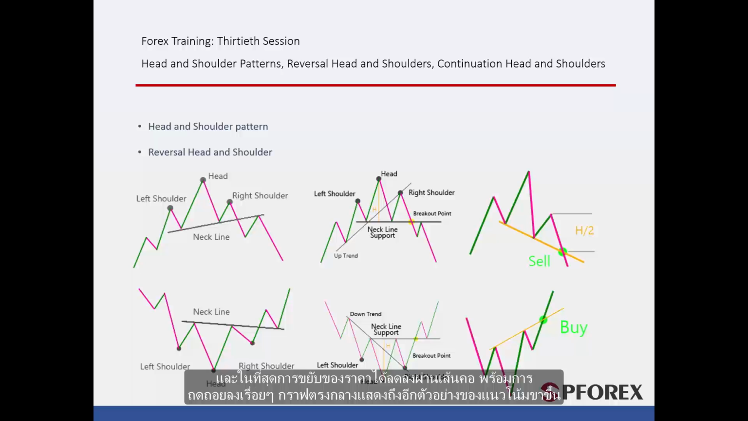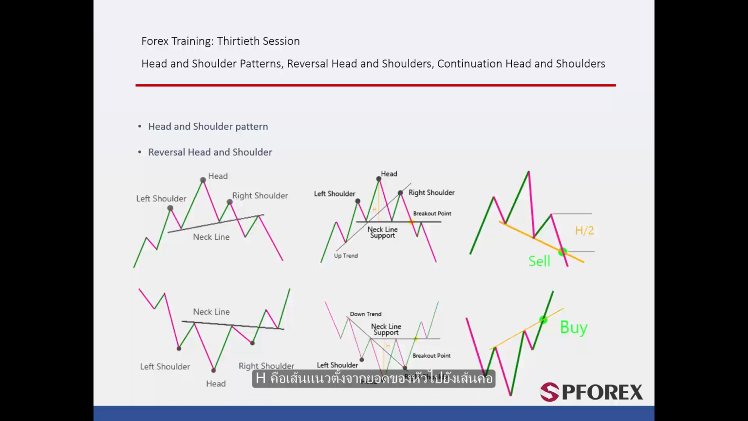The middle graph displays another uptrend example. Left shoulder, head, and right shoulder are formed, and the neckline can be drawn in an uptrend by connecting the left shoulder valley to the right shoulder valley. H is a vertical line from the summit of the head to the neckline. The neckline is sometimes horizontal, while it frequently has a slope.